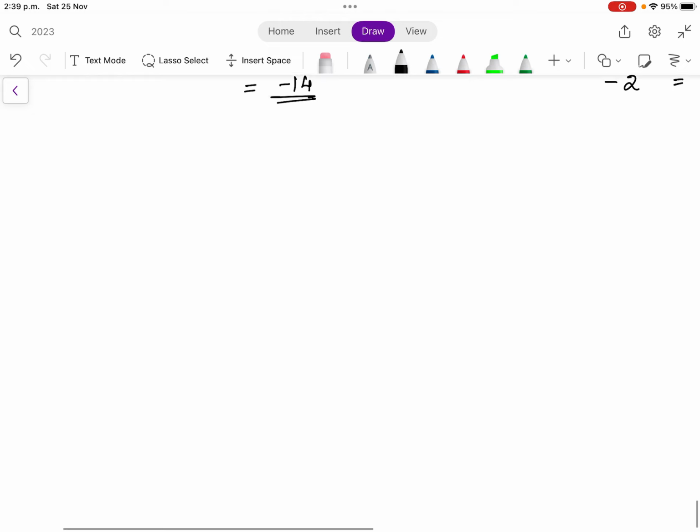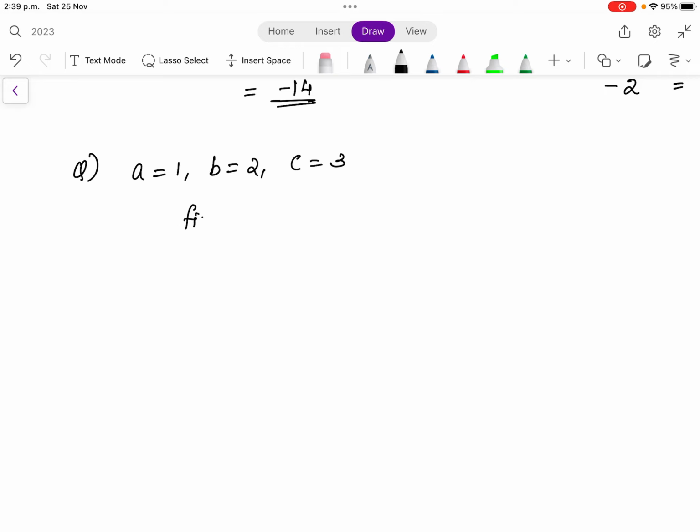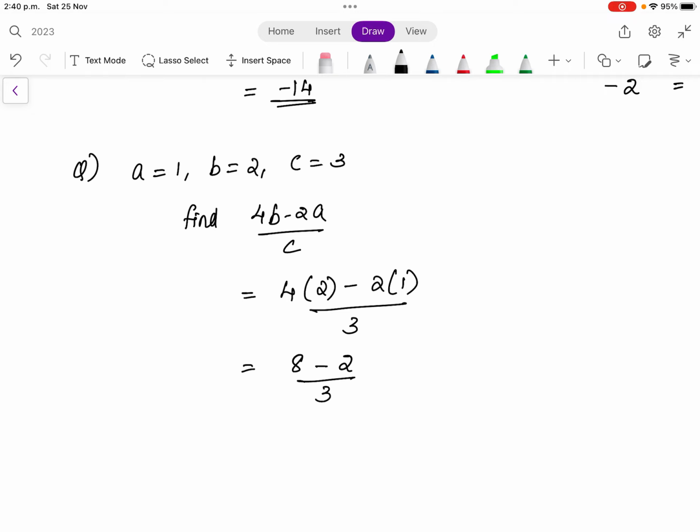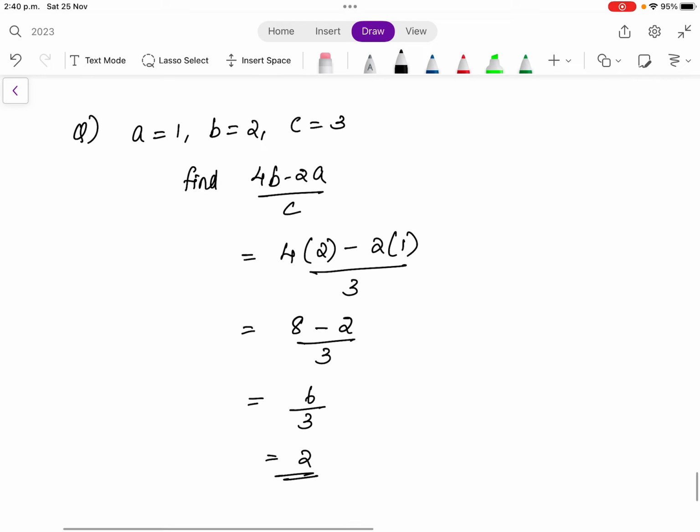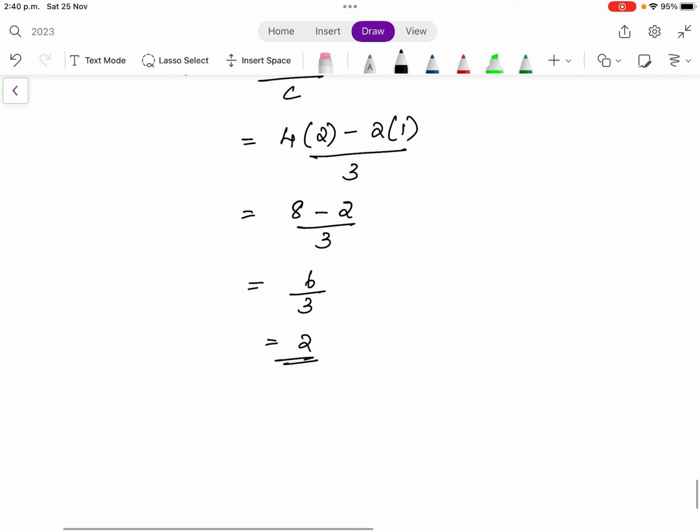Now let's try some other questions with division. So a is equal to 1, b is equal to 2, c is equal to 3. Find the value of 4b minus 2a divided by c. So that's nothing but 4 times 2 minus 2 times 1 divided by 3. So that's equal to 4 times 2 is 8 minus 2 over 3. So 8 minus 2 is 6, 6 over 3, which is equal to 2. Okay, so this is how we do the fractions or the division part.